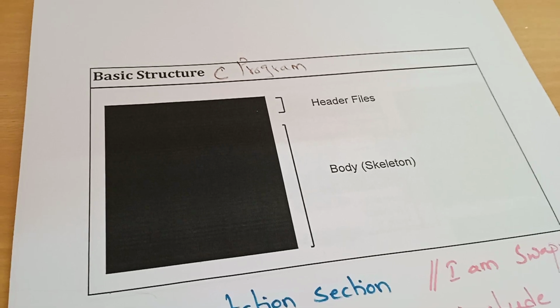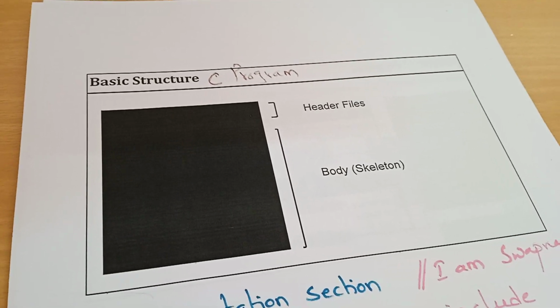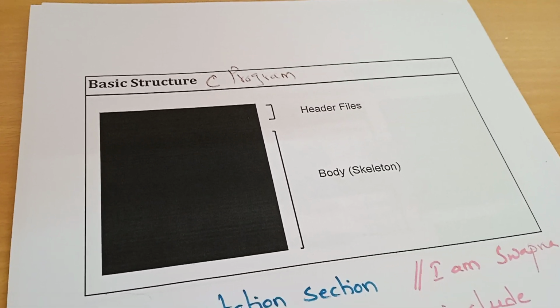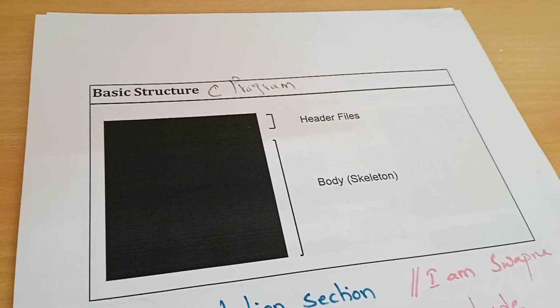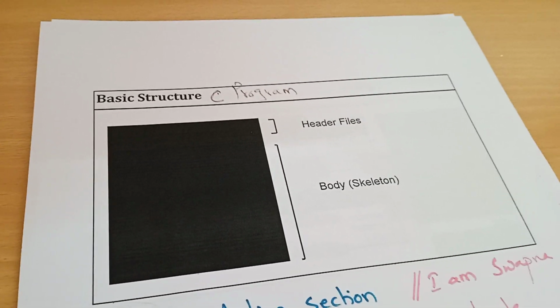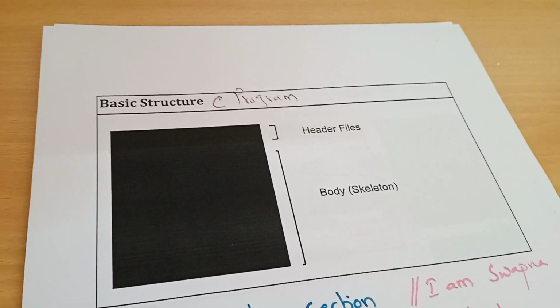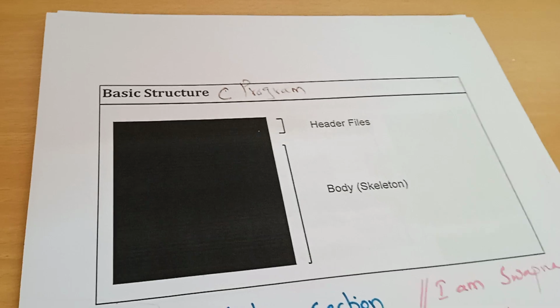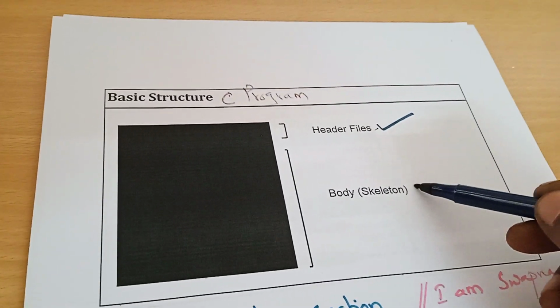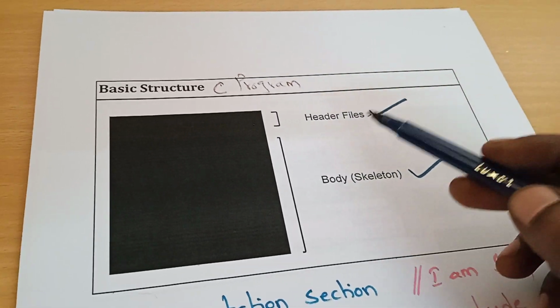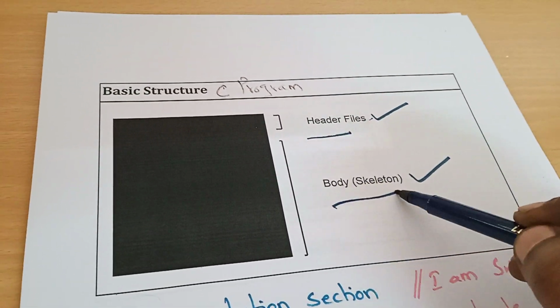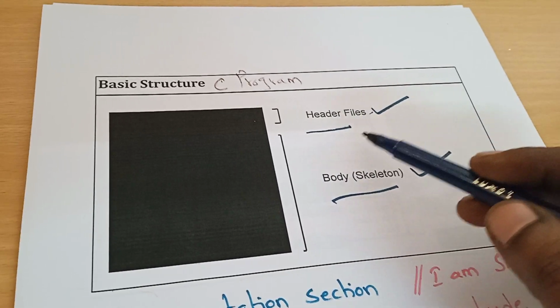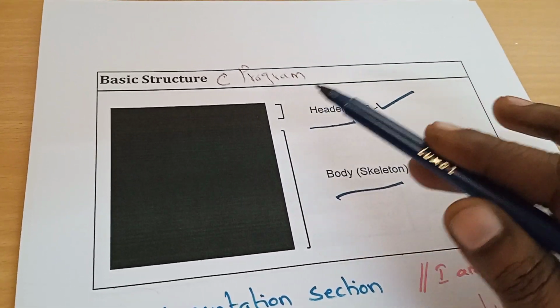Before this video, there was a video named Features of C Programming. In there, we discussed that C is a structured programming language, where we follow a structure. That structure is: we'll see header files and we'll see the body, right? Header and body. Now we'll describe each section in detail.